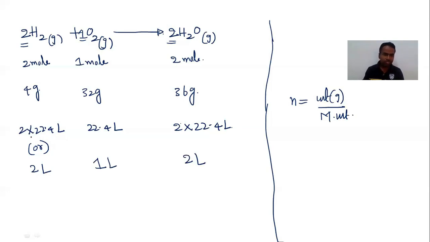The third one, you can convert the moles to molecules. 1 mole contains how many molecules? Avogadro number. Then 2 moles, how many molecules here? 2 into Avogadro number. Here 1 into Avogadro number. So here 2 into Avogadro number. So this is the number of molecules. Okay, we can cancel this NA also. Then it becomes 2 molecules of H2 react with 1 molecule of O2 to form 2 molecules of H2O. So this is the way to convert the moles to weight, moles to volume, and moles to molecules.